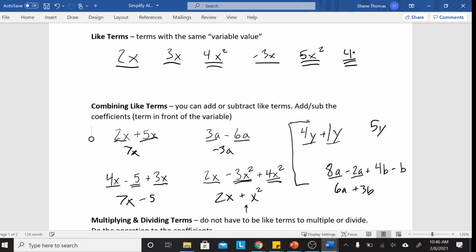Second one, here and here are like terms. Here and here are like terms. So 8a minus 2a is going to be 6a. And then 4b minus b is going to be 3b. That looks good. All right. Any questions so far? All right. Now, next one.